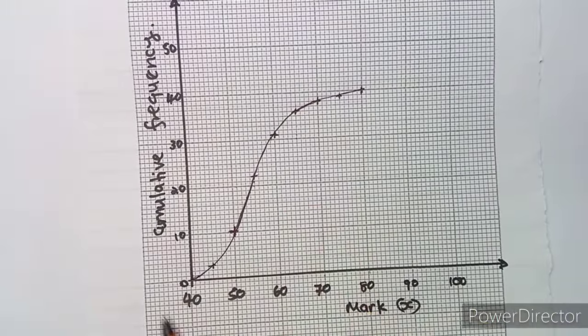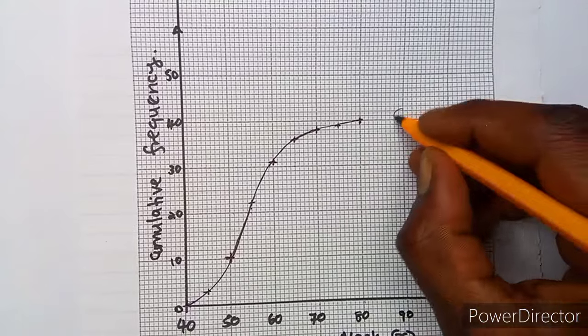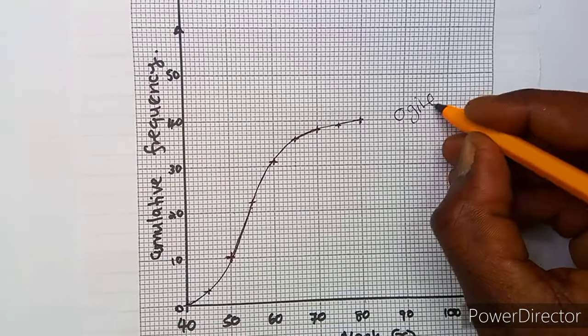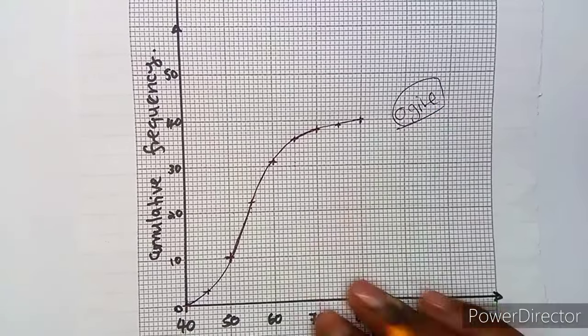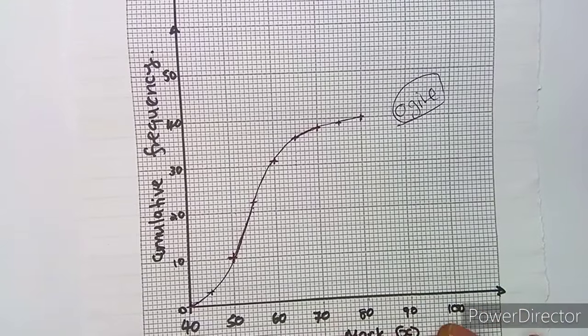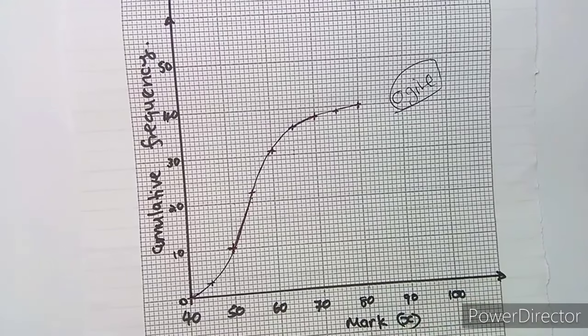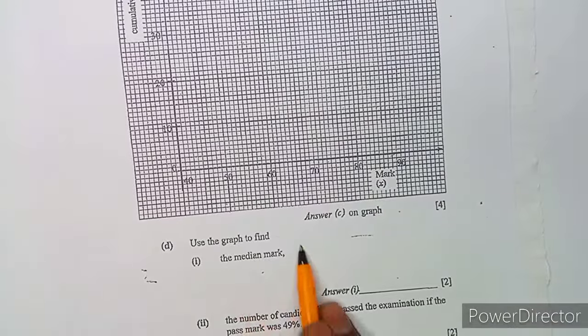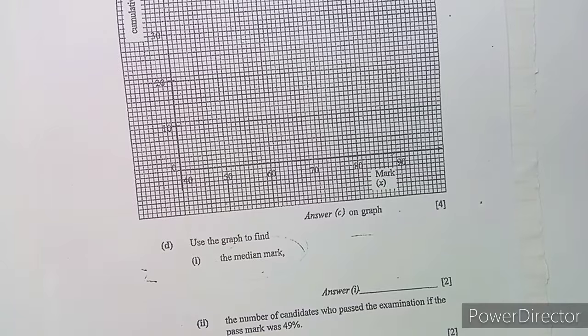So that's your cumulative frequency, which is sometimes referred to as the ogive. The ogive and the cumulative frequency are one and the same thing. The other questions which follow are supposed to be answered from your graph, like determining the median mark. Remember, median is half of the total distribution.